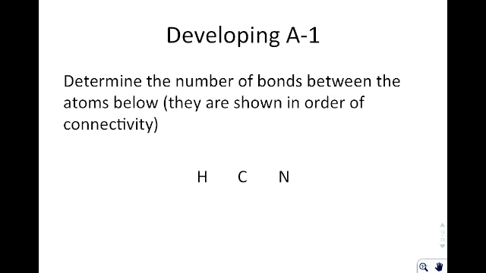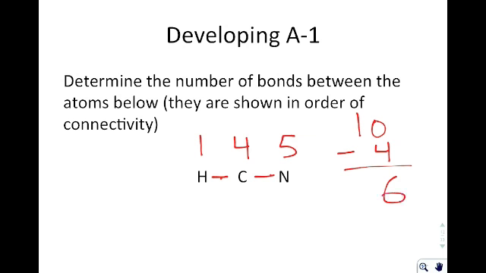So, now we get to the example. It says A1. It says determine the number of bonds between the atoms below, and they are shown in order of connectivity. So remember, hydrogen has 1 valence electron, carbon has 4, nitrogen has 5. So I have a total of 10 valence electrons. The first thing that I do is I connect all of them. When I connect them, I've used 4 electrons, 2 here, 2 here. So because of that, I have 6 valence electrons that are left.